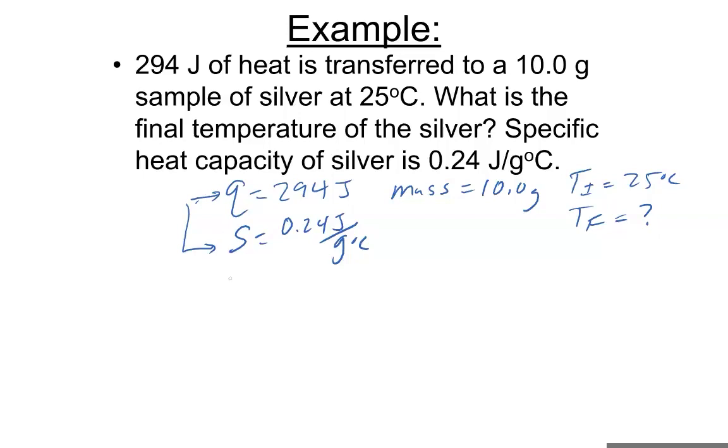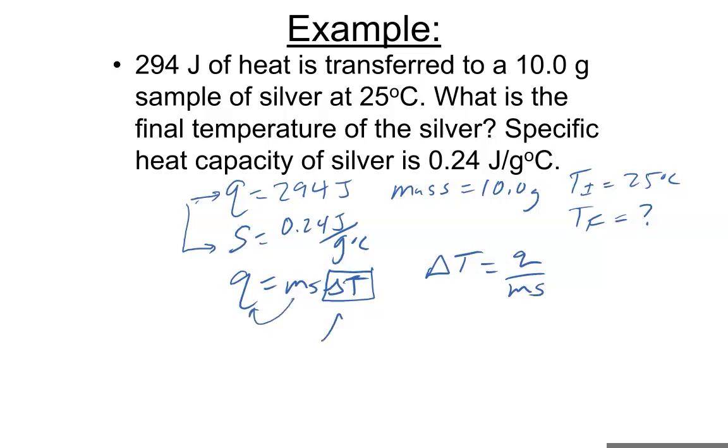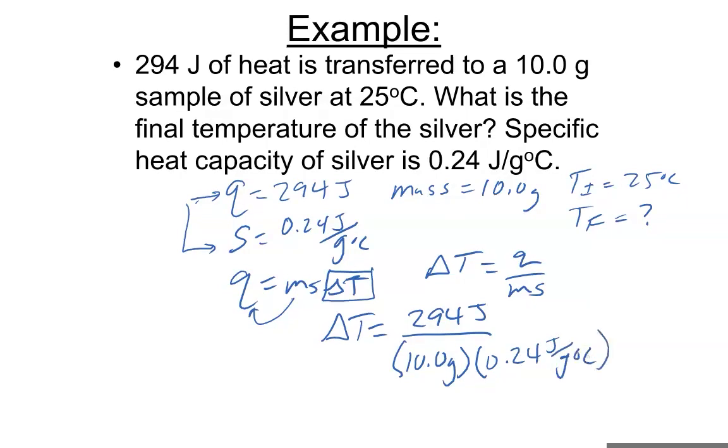We really could go into our equation here. Q is equal to m s delta T. And in this case, I'm going to just solve for delta T. Delta T would equal Q divided by m s, again just dividing to the other side. That will give me delta T is equal to my Q, which is 294 joules, divided by my mass, which is 10 grams, and my specific heat capacity, 0.24 joules per gram per degree Celsius.